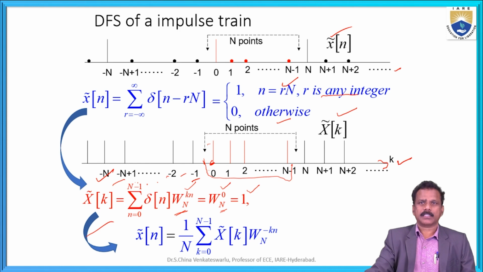Now x of n is equal to 1 by N, the summation k equal to 0 to N minus 1 of x of k into that particular Twiddle factor.